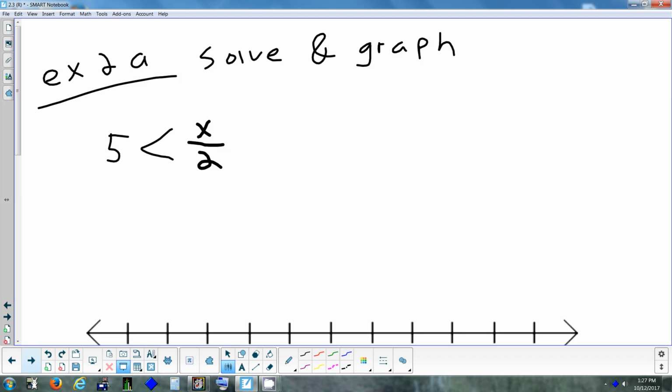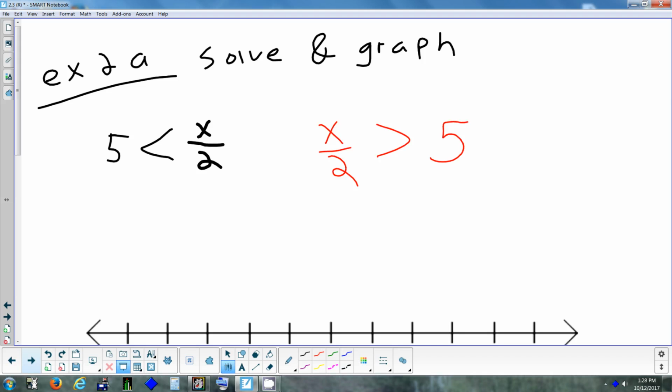Yeah, we remember we want letter, sign, number. I have the letter on the right. Somebody tell me what my new inequality is going to be. Joe? X divided by 2, X over 2, is greater than 5? No, less than 5? No, it'll be greater. See, it's opening, eating the X over 2. So when I flip it, it's still going to eat the X over 2. And then over here is going to be what number? 5.